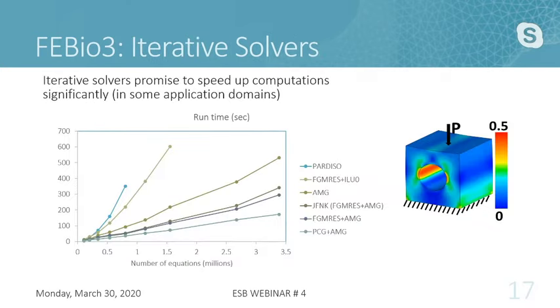And then we also added several iterative linear solvers. They promise to speed up computations quite significantly. Now, the only caveat with that is that they are more sensitive to the application domain. So this is why we have multiple iterative solvers that we implemented, because you might have to try a few to find one that works for your particular application. But if it does work, you might be able to speed up your computations quite a bit.